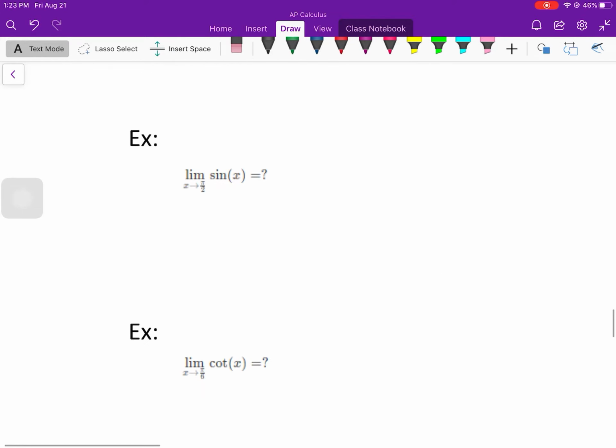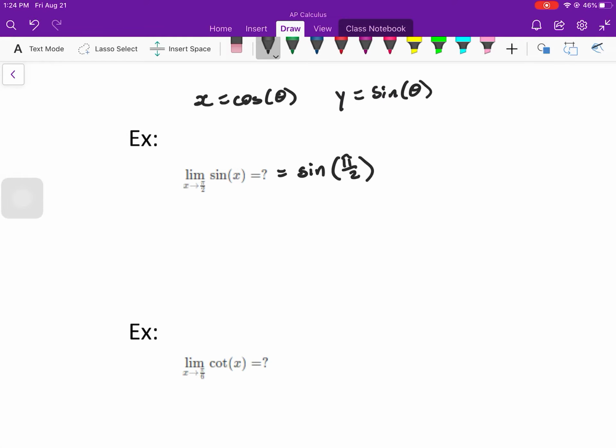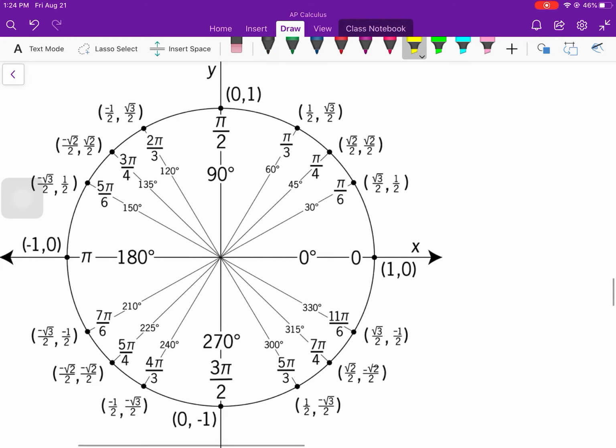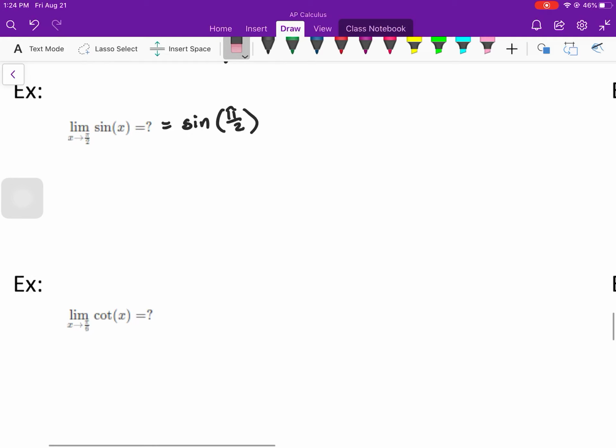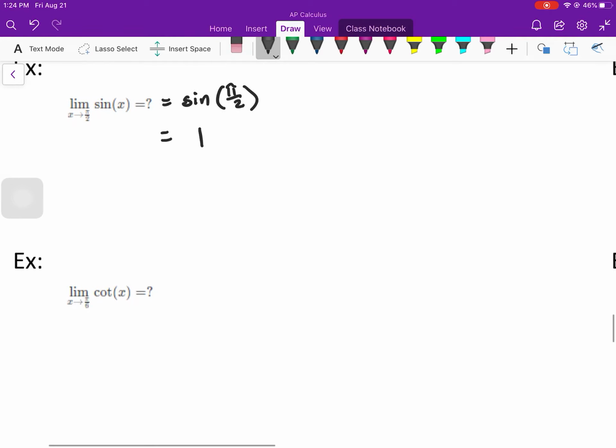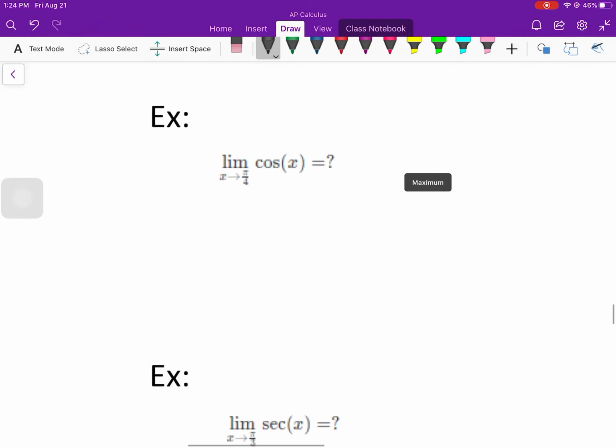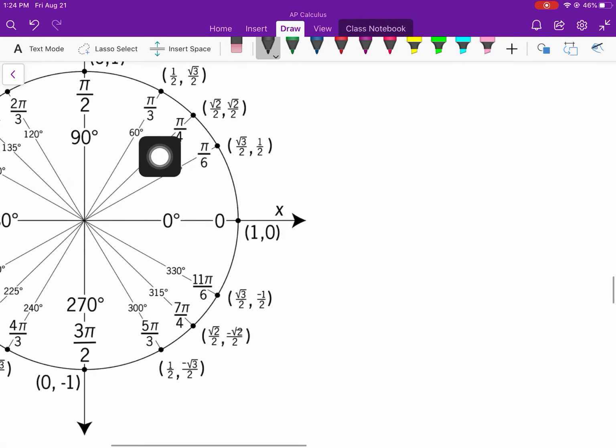With direct substitution, the limit as x approaches pi over 2 of sine of x is sine of pi over 2, which I already know is 1, because remember, x is cosine and y is sine. So let's go to pi over 2, which is right here, and look at the y value. It's 1. So this limit is 1, and that's it. It's that easy. We could try cosine of pi over 4. Cosine is the x value, so square root of 2 over 2 is your answer.